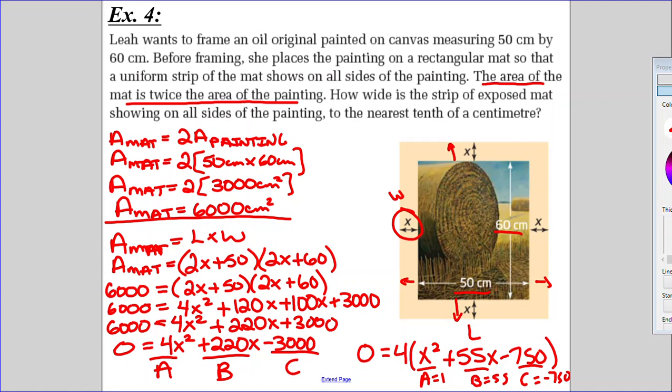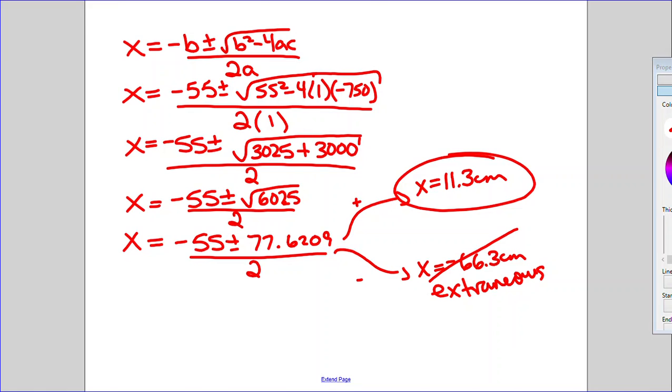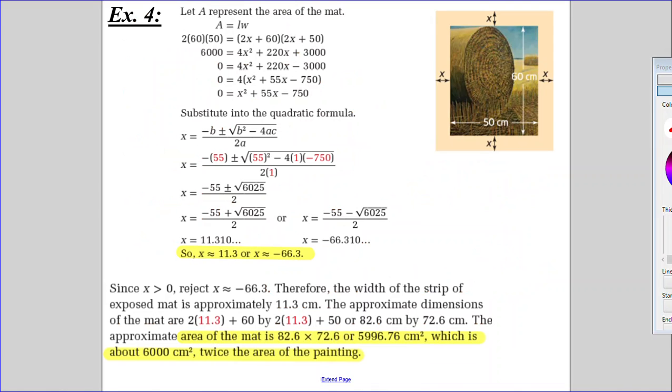All along through here, I can see that I'd have to have about 11.3 centimeters. We can verify that by going through the same steps, and you can see that we end up getting the same answer at the bottom. We need to reject x approximately equal to negative 66.3 because it doesn't make sense in the question to have a negative built in there.